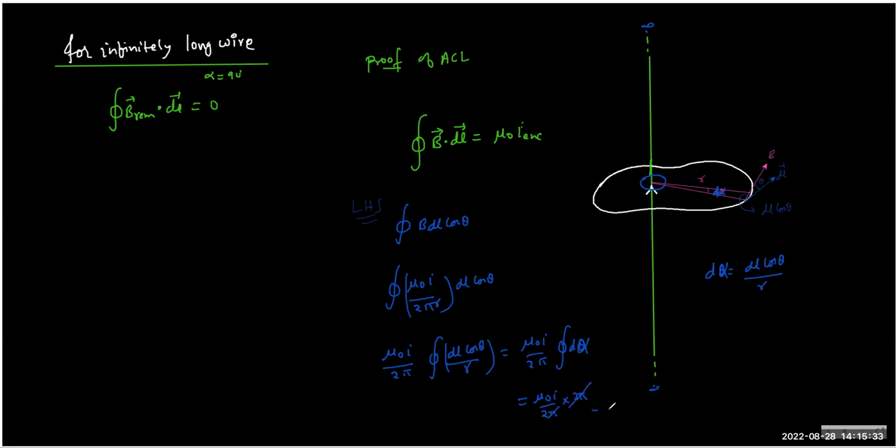And hence this gets cancelled. What you are left with is mu naught I, and this is the RHS. So we have proved that B dot dl is mu naught into I enclosed. So that is the enclosed current, also, right? I hope this is clear.